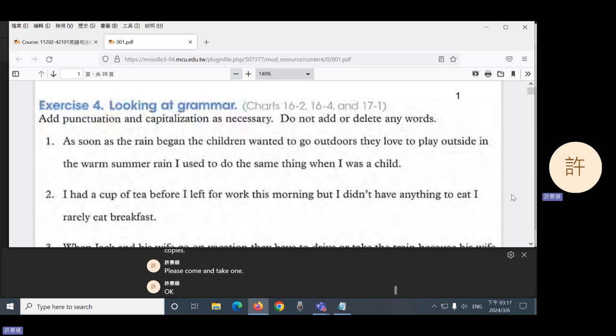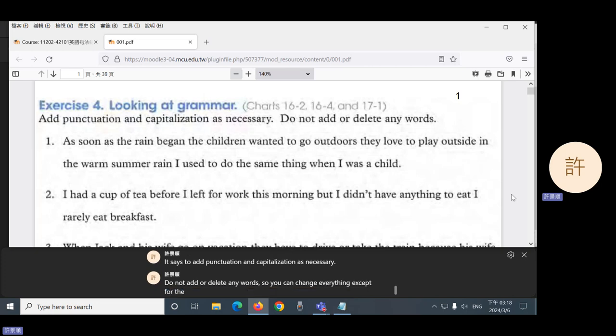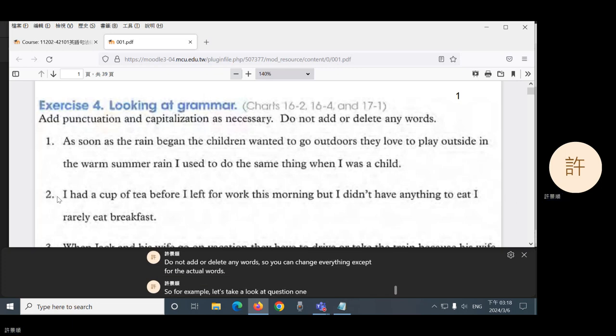Okay, let's take a look at the first set of questions. It says to add punctuation and capitalization as necessary. Do not add or delete any words. So you can change everything except for the actual words. So for example, let's take a look at question 1 together.